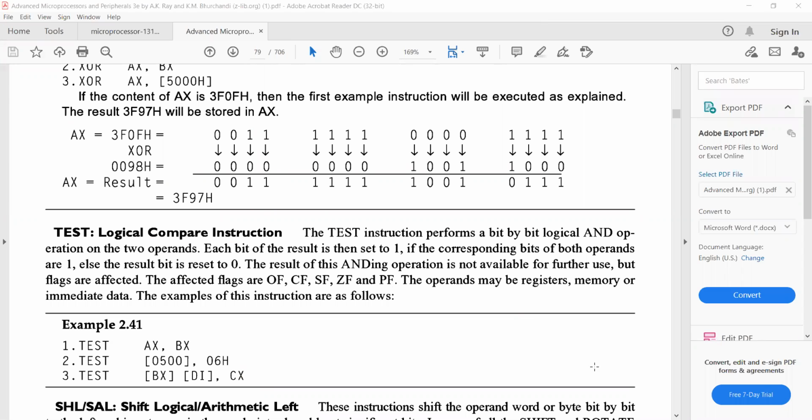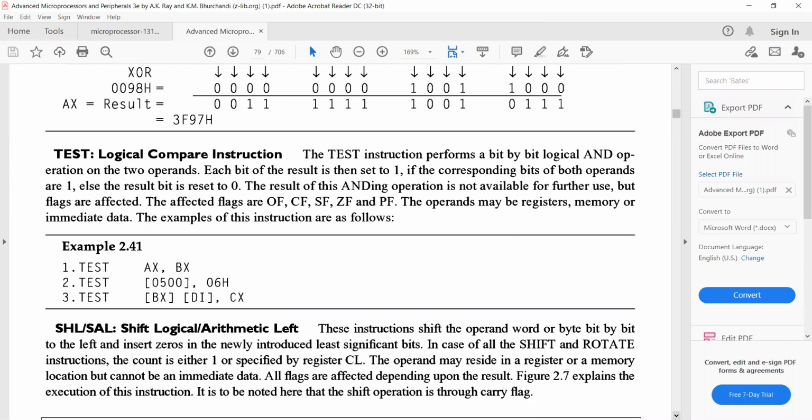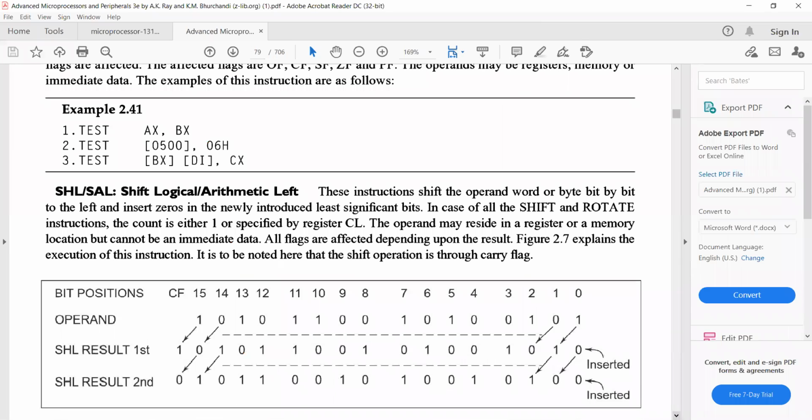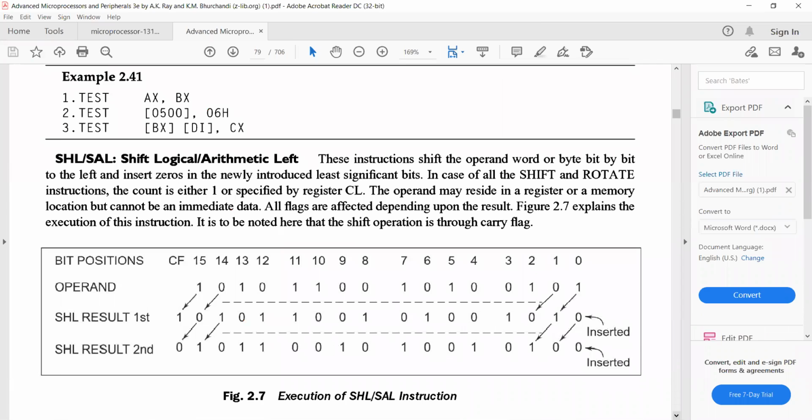Okay, that is the relation between addressing modes and instructions. The opcode will remain the same, only the operands will be different.